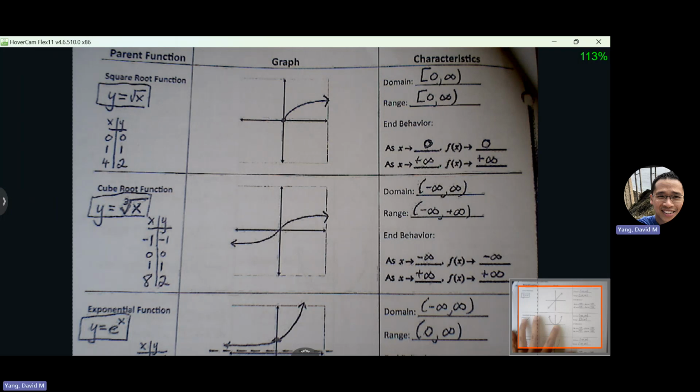Cubic function range, is that a plus or? Negative to positive infinity. Okay. Sorry, yeah. I didn't need that positive there. Positive infinity, same thing as infinity.